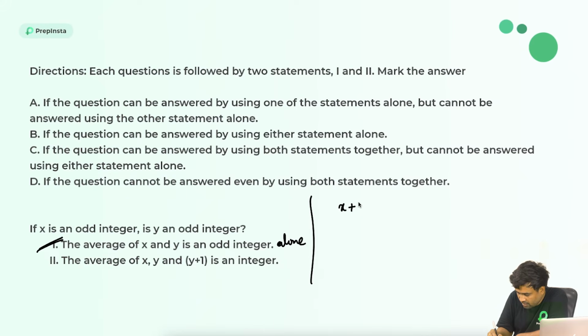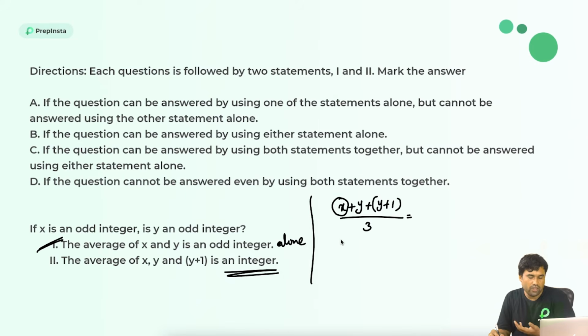So (x + y + 1)/3 must be an integer. Guys, just look here, x is already odd. I am assuming the value, for example, 1, and y I am assuming 5. So it will be 6 divided by 3. See, 1 + 5 + 6, which is nothing but 6 + 6, 12 by 3, which is equal to 4. Here the y value is an odd number, right?